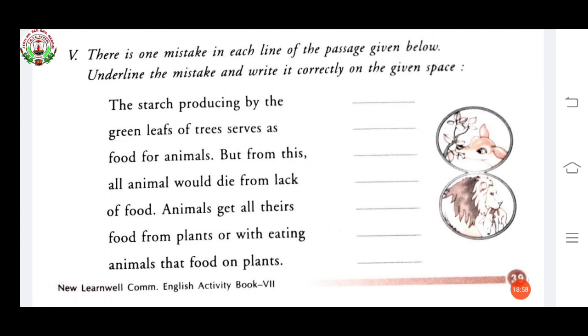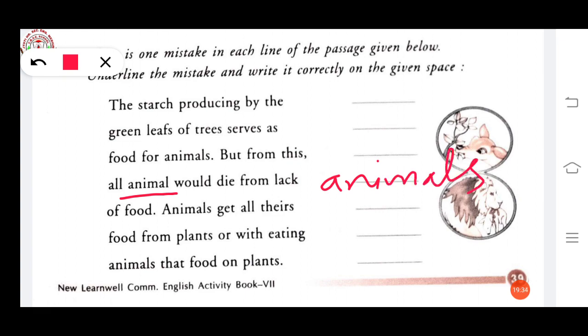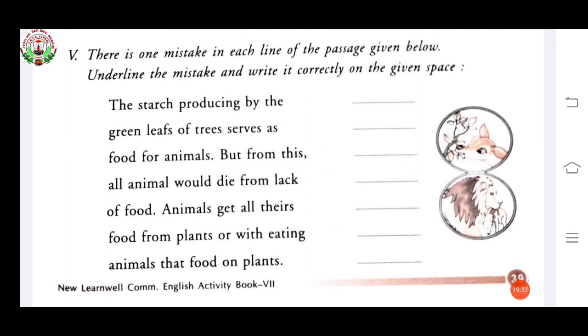Now, leaves of trees serves as food for animals. But from this, here, "from" is wrong. In the place of from, what will come? For. F-O-R. For. But for this, all animal would die from lack. Here the mistake is "animal". In the place of animal, animals. A-N-I-M-A-L-S. Animals.